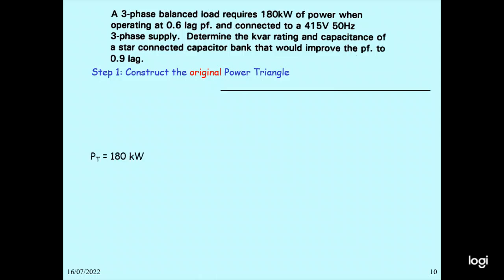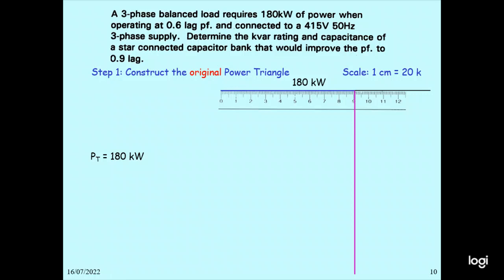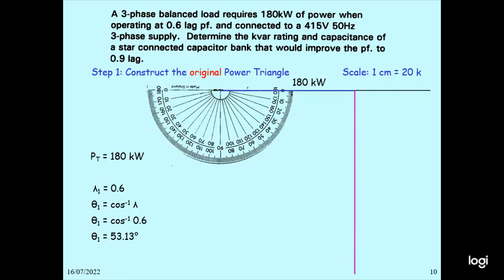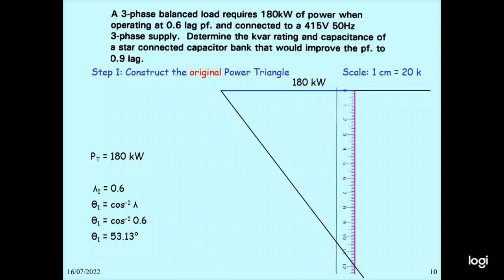So we draw this power triangle, P equal to 180 kilowatt. The scale is 1 centimeter to 20 kilowatt. And then we draw the phasor line, using the protractor with lambda 1 equal to 0.6, so cos inverse of 0.6 gives 53.1 degrees, and you draw the line. So this is the original power. In this case, you measure the phasor S1, and this is 240 kVA.